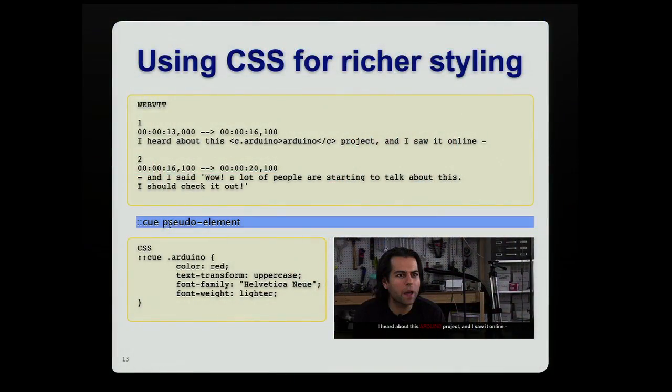And the way in which this is being done is that there's a pseudo element in CSS called ::cue, and with that pseudo element you can address, for example, classes in the cue markup, and you can override the formatting that by default would be given. You can, for example, well, in this case it's been turned red, uppercase, a different font family, and a lighter weight.